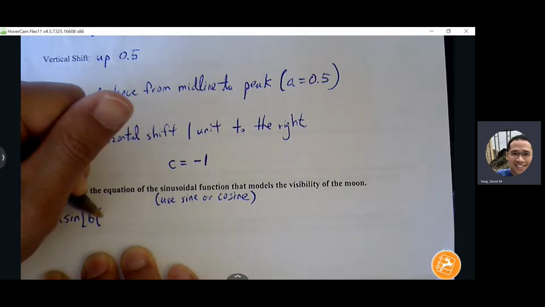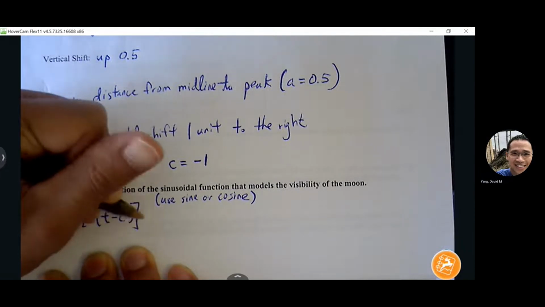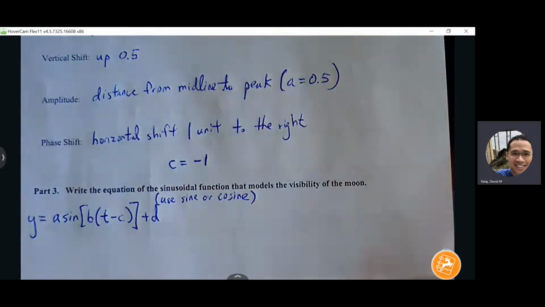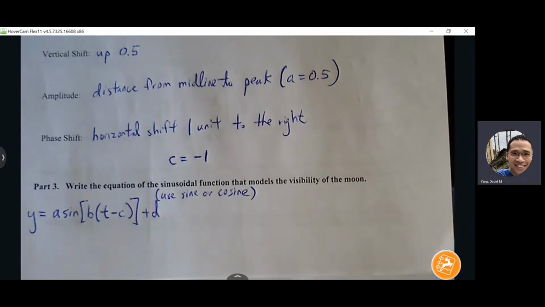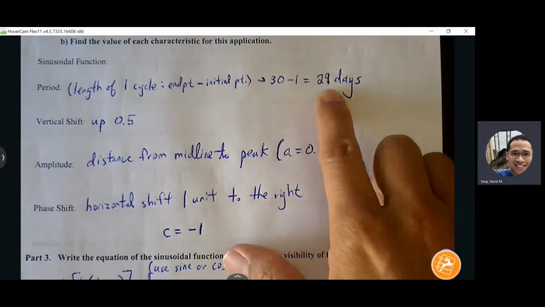I'm using t instead of x. So really, you just have to fill in the a, b, c, and d values, right? We have the a, we have the d, we have the c. We just have to figure out the b value. Okay, now what information do we have to help us get to the b value? Yeah, we have the period, right? Period is 29 days.